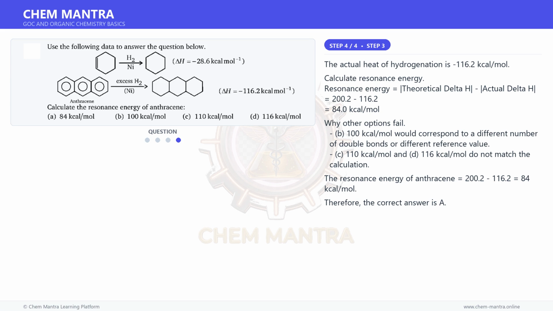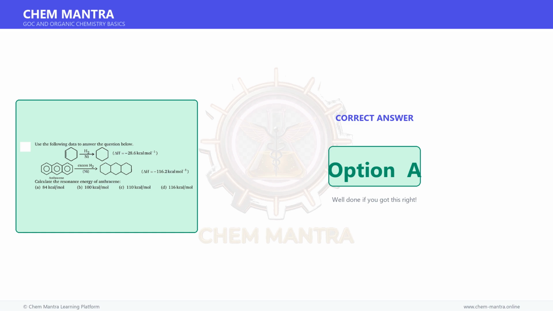The resonance energy of anthracene is equal to 200.2 minus 116.2, equal to 84 kilocalories per mole. Therefore, the correct answer is option A.